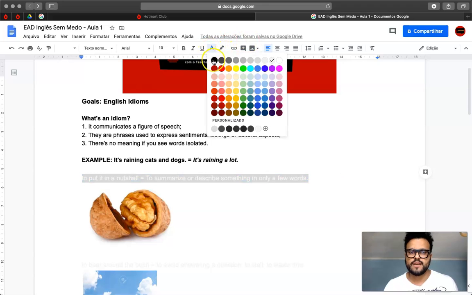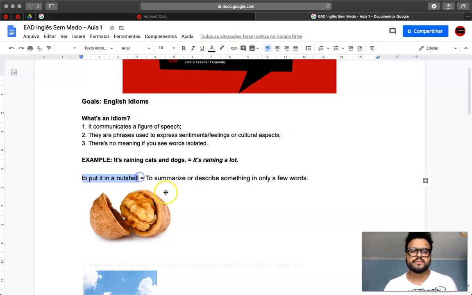The first one is this one here, right? So the idiom is this, to put it in a nutshell, right? So nutshell is the picture here, right? It's a food, right? So to put it in a nutshell means to summarize or describe something in only a few words, right? So let's say that you are having a meeting, okay? Or you're going to have a very difficult conversation with someone. And then as you talk, if you want to summarize the story, if you want to conclude the story, you don't want to tell all the details, so you don't have to extend the conversation for too long, then you say, okay, so let's put it in a nutshell.